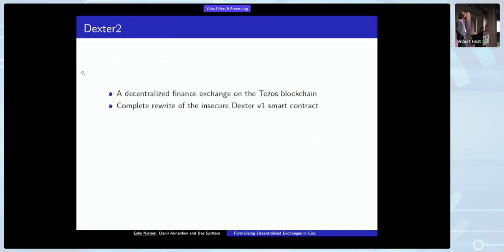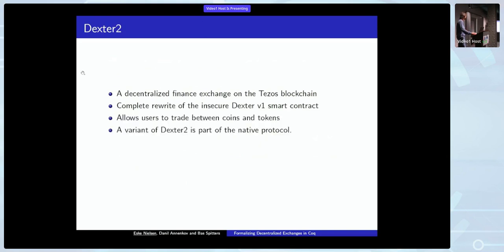So Dexter 2 is a decentralized exchange. And being a decentralized exchange, it means that there are no third parties involved in exchange transactions. There's no central point of failure besides the smart contract, of course. As the name suggests, it's a complete rewrite of Dexter 1, which was found to be very insecure. And since it's an exchange, it allows people to trade two different cryptocurrencies on-chain.